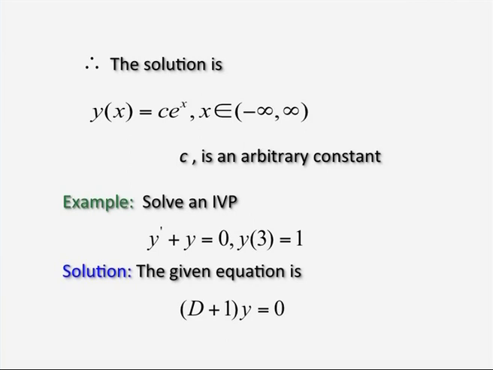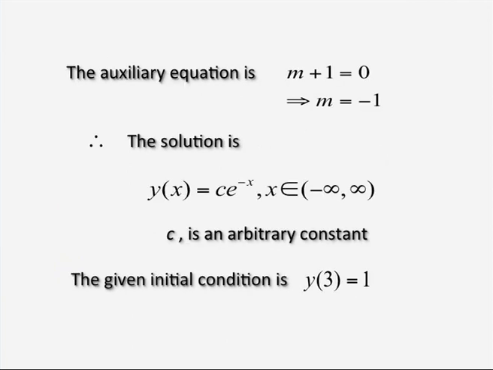As I explained in the previous example, the given equation can be written as (D plus 1) y is equal to 0. Here the auxiliary equation is m plus 1 is equal to 0. m is equal to minus 1. Minus 1 is the root of the algebraic equation. So now I will give the general solution of this given differential equation, y is equal to c e power minus x. Here c is an arbitrary constant.